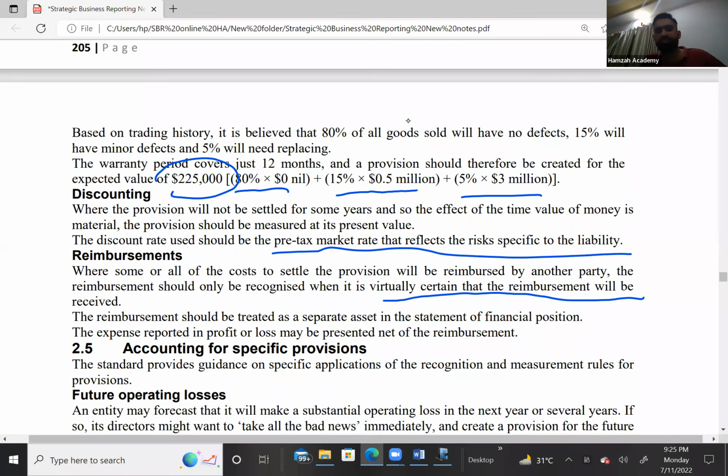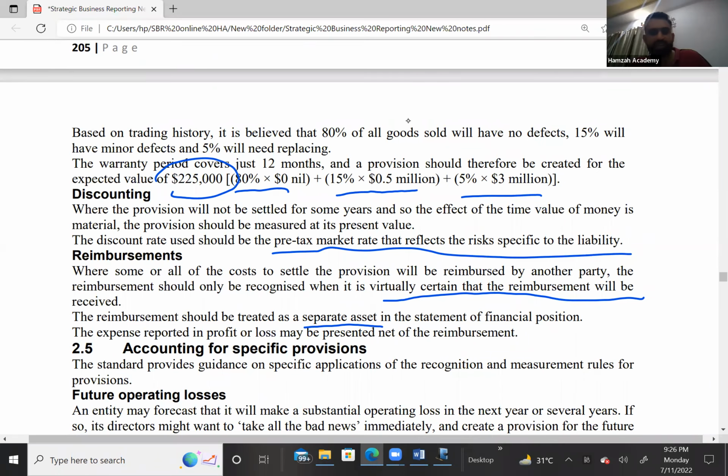If it is virtually certain, more than 95% basically, if there is more than 95% chance that the provision will be reimbursed, then a reimbursement asset will be recognized. But this reimbursement asset will be recorded as a separate asset in the statement of financial position. We will not net the reimbursement asset with the related provision. The provision will be disclosed separately in the balance sheet, on the liability side, and the reimbursement will be recorded as a separate asset in the statement of financial position.